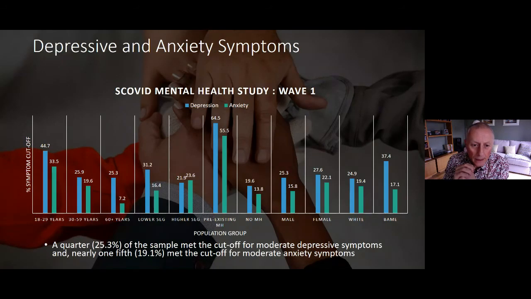This is a busy slide, but there are some key messages here. The first message is that young people aged 18 to 29 years old had significantly higher levels of anxiety and depression symptoms. Those individuals living in lower socioeconomic groups also had higher levels of distress. Individuals with pre-existing mental health problems, and also people of colour, so people from Black and ethnic minority communities, also seem to be more adversely impacted.